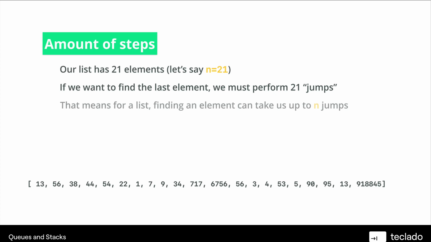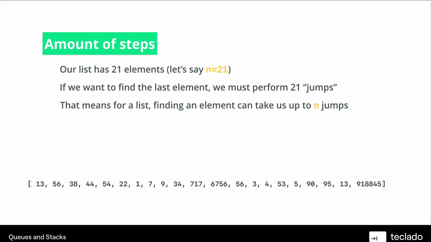That means that for a list, which is a sequential structure, finding an element can take us up to n jumps, where n is the number of elements in the list. Notice that it says up to n jumps, because of course if you're finding the first element, that's only going to take you one jump. But if you're finding the last element, that's going to take you n jumps.